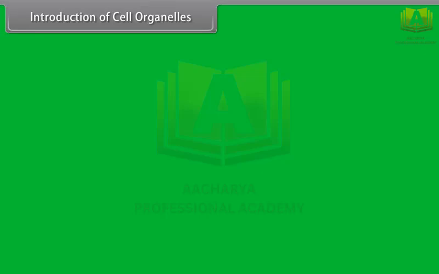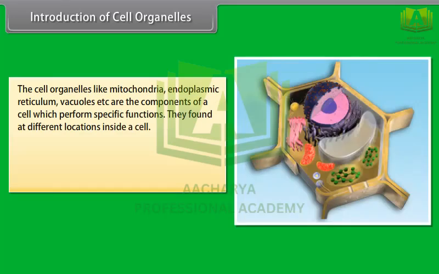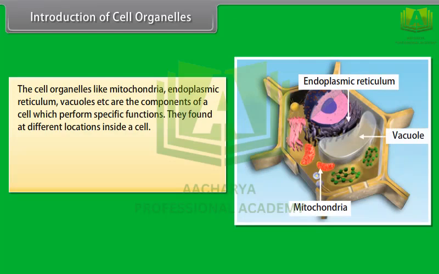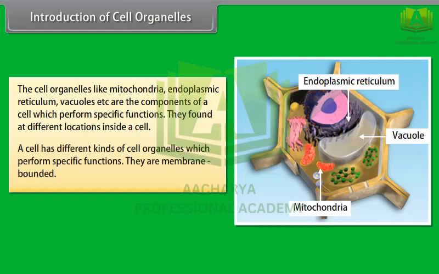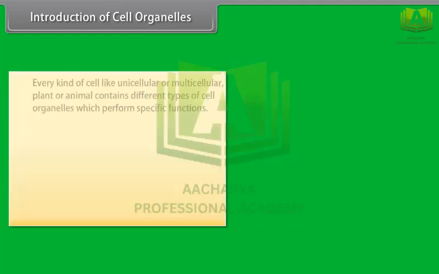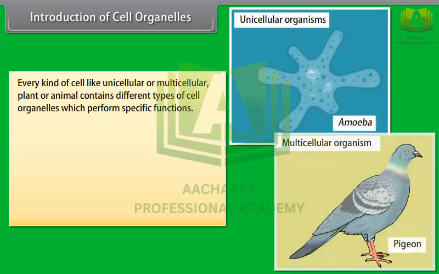Introduction of cell organelles. The cell organelles like mitochondria, endoplasmic reticulum, vacuoles, etc. are the components of a cell which perform specific functions. They are found at different locations inside a cell. A cell has different kinds of cell organelles which perform specific functions. They are membrane-bounded. Every kind of cell, unicellular or multicellular, plant or animal, contains different types of cell organelles which perform specific functions.